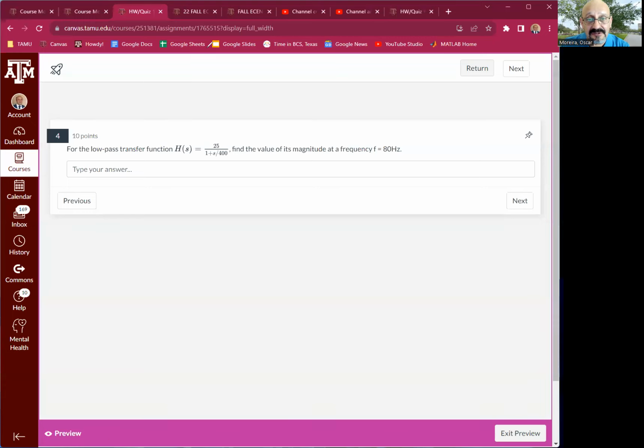The next one is a low-pass function, and we're asked to find the magnitude at a frequency of 80 hertz. So just remember that this is a complex problem, has a magnitude and phase. In this particular problem, we're asked to find the magnitude, but remember that s is not a real number, right? It's a complex number, j omega, and omega is in radians per second. We have to remember to do the conversion. Okay, the next one is find the phase at 85 degrees, similar problem, but instead of the magnitude, we find the phase and in degrees.